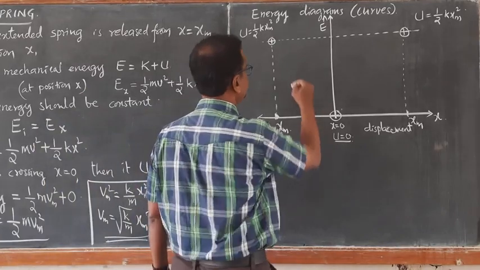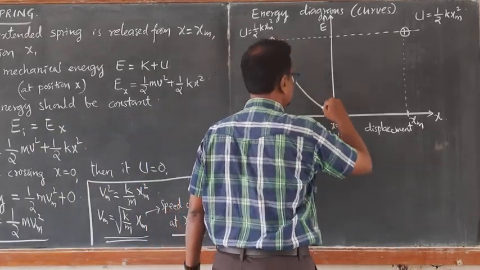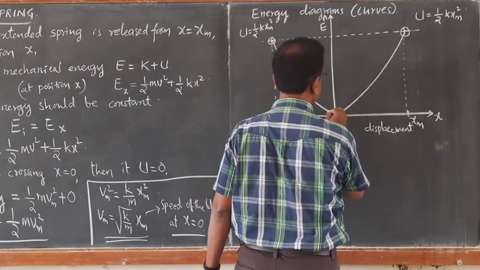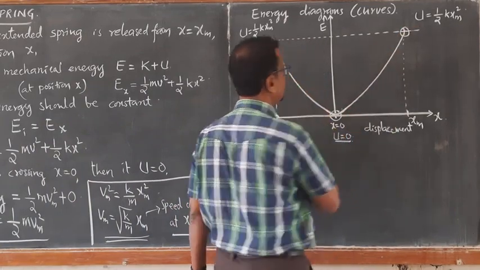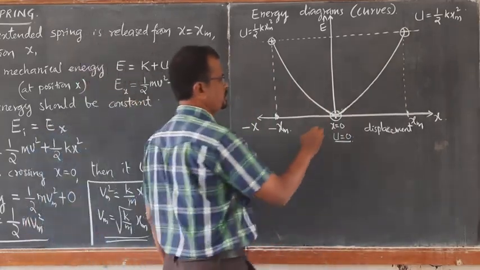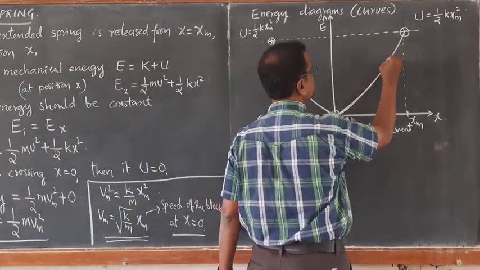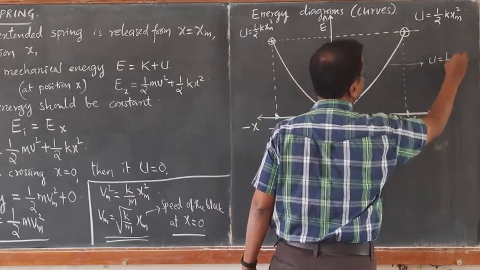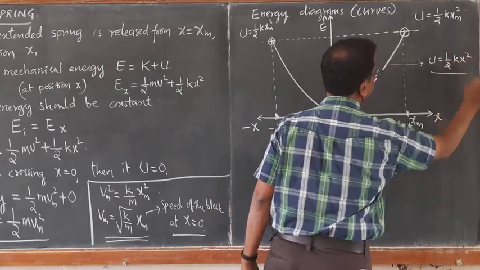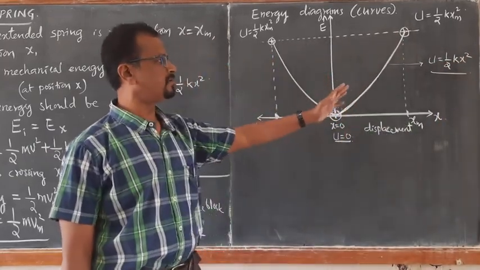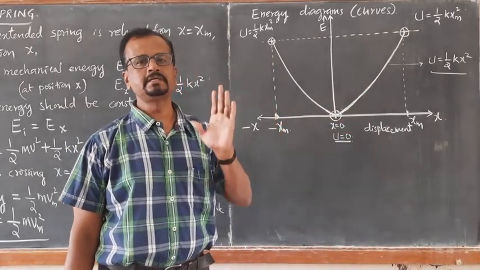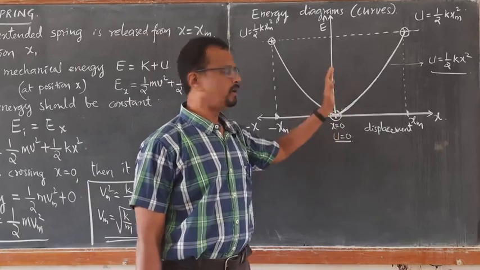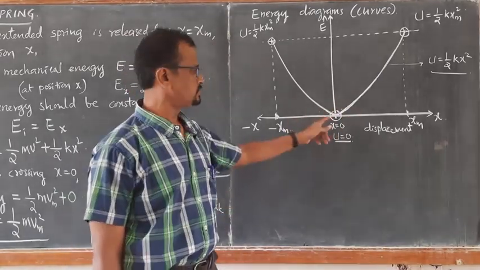We have discussed it yesterday. So if you draw the graph, it is going to be a parabolic graph. Why is it a parabola? Because its equation is given by U is equal to half k x square. In maths, you are learning that if any equation is of this form, then it represents a parabola, symmetric about the y-axis, passing through the origin.